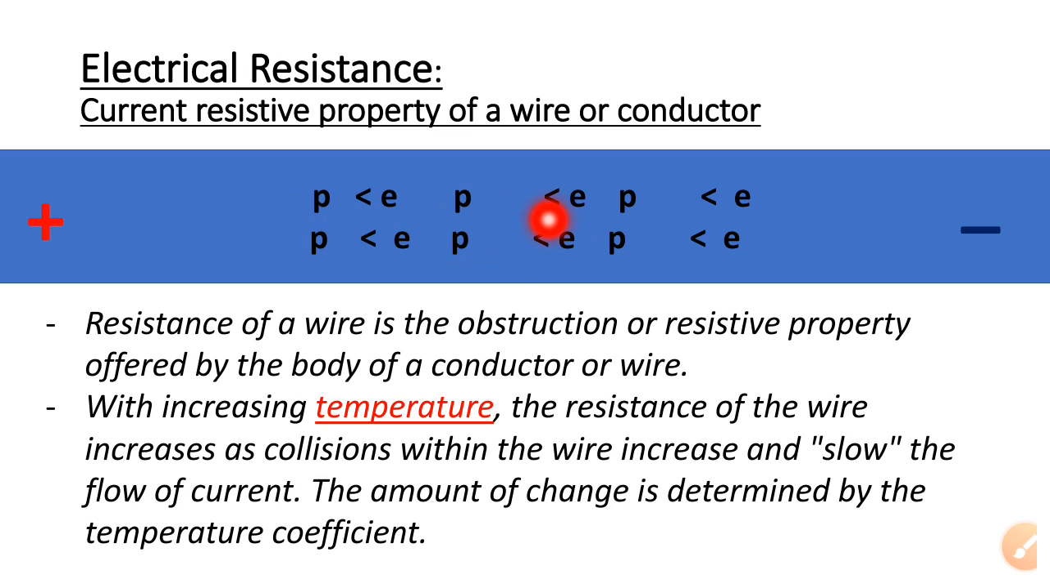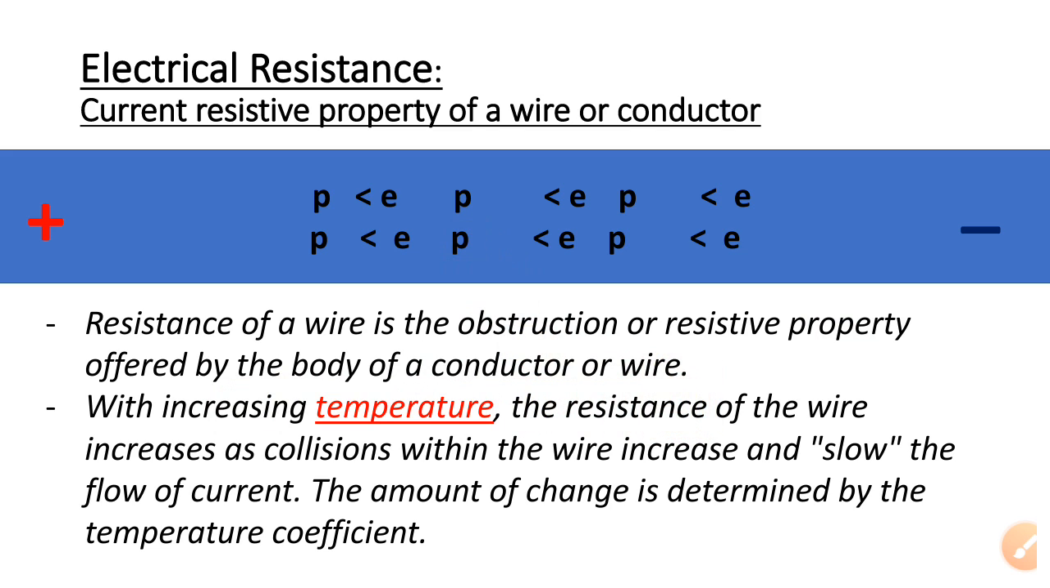So when the electron tries to pass through this proton, then what happened? The proton will affect the movement of the electron. Definitely the proton, the positively charged particle, will affect the movement of the negatively charged particle, the electron. So in this way there is a resistance in the flow of electron or in the flow of charge. So this is the resistance, and this resistance of a wire is the obstruction or the resistive property offered by the body of the conductor due to the presence of protons. Okay, body of the conductor or wire.